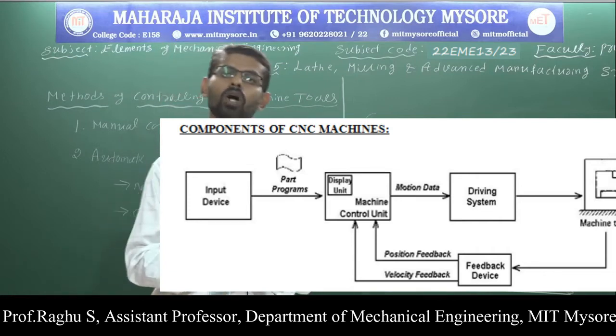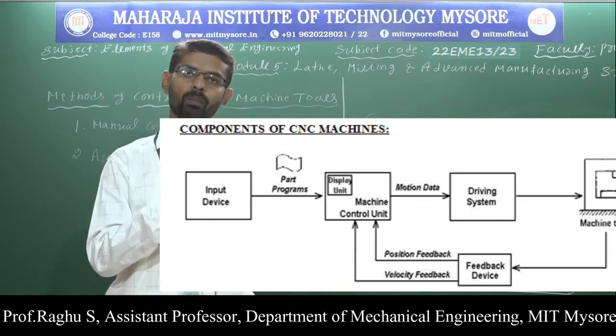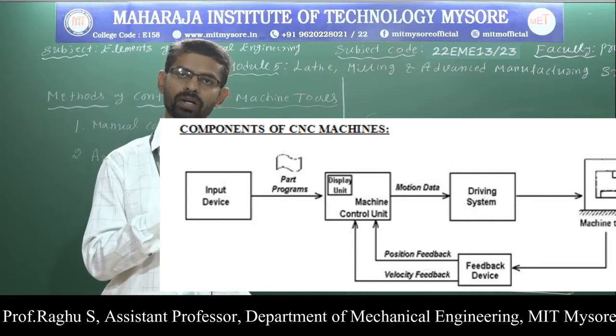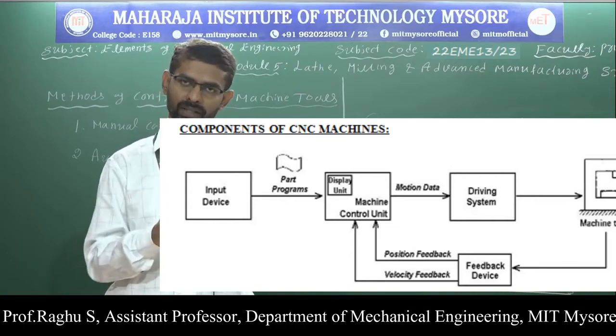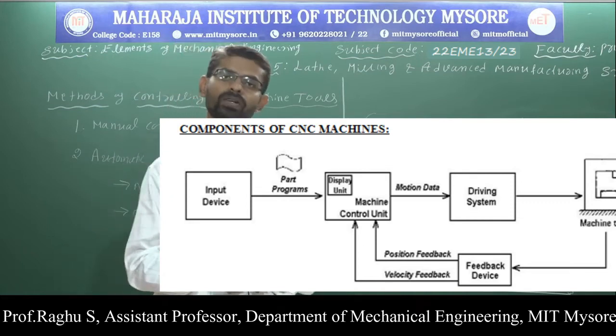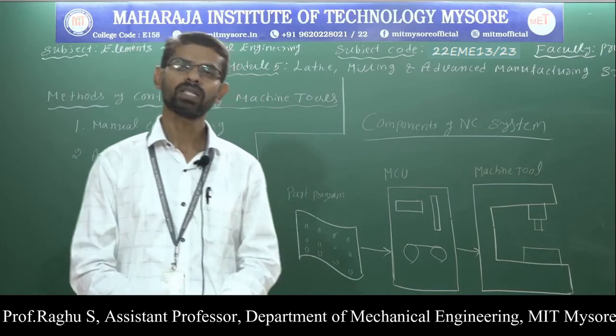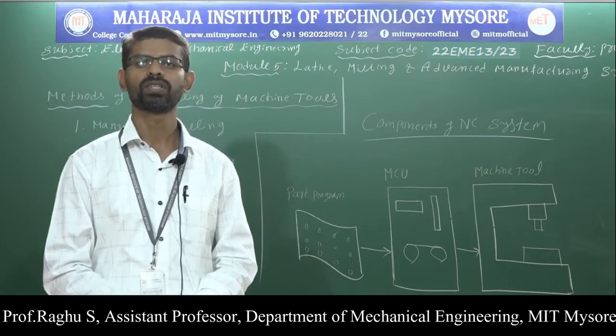So these are all the components of a CNC machine. We have input device, part program, machine control unit, driving system, feedback system, and machine tool. These are all the basic components of CNC machines. Next we will discuss the control systems used in CNC machines.